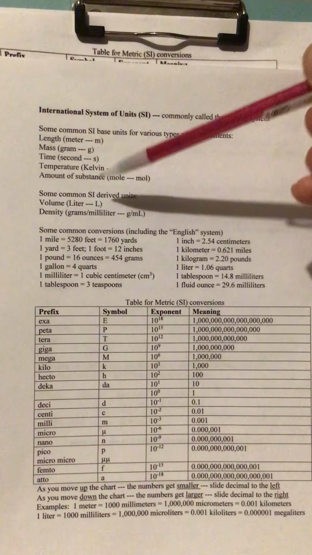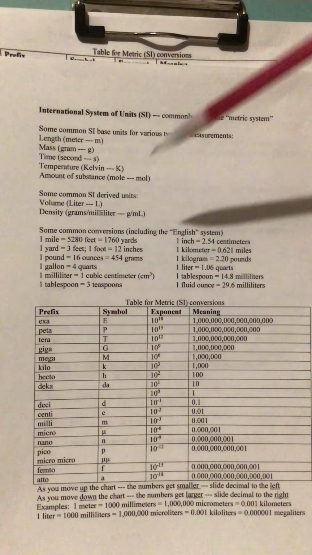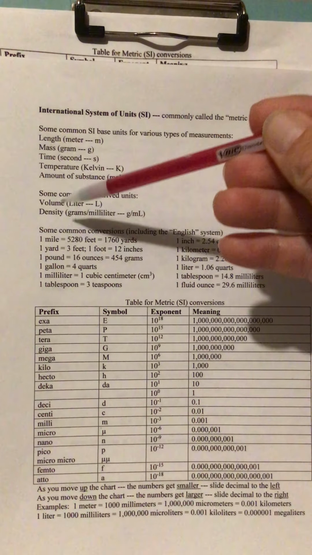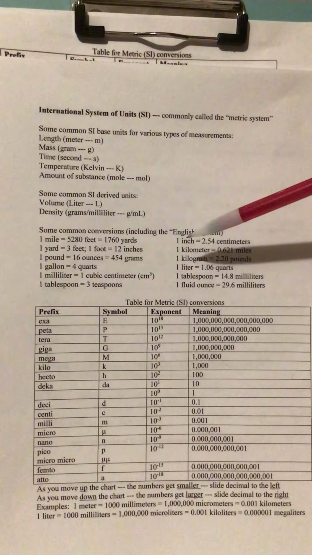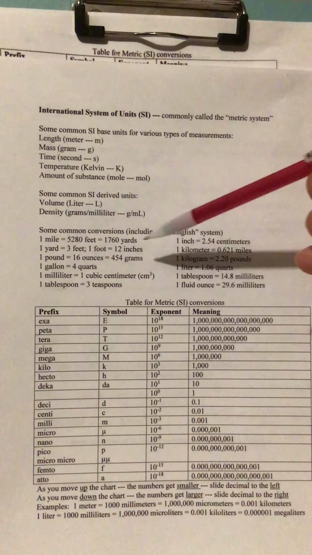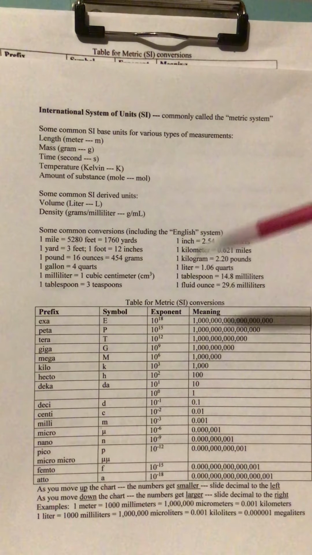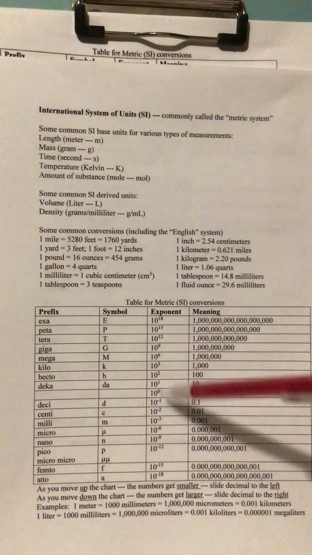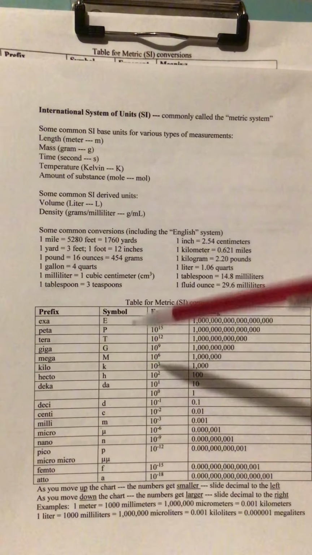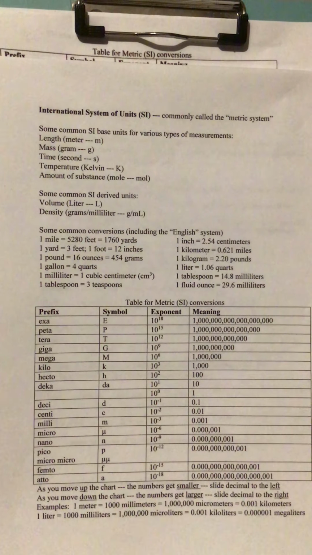Volume is in liters. A liter is a little bigger than a quart, and then density is grams per milliliter or other mass over volume units. Here are some conversions between metric and English systems, which you might have done during dimensional analysis. We are not going to concern ourselves with that here. We're going to look at metric conversions, using a chart, and understanding how to do that.